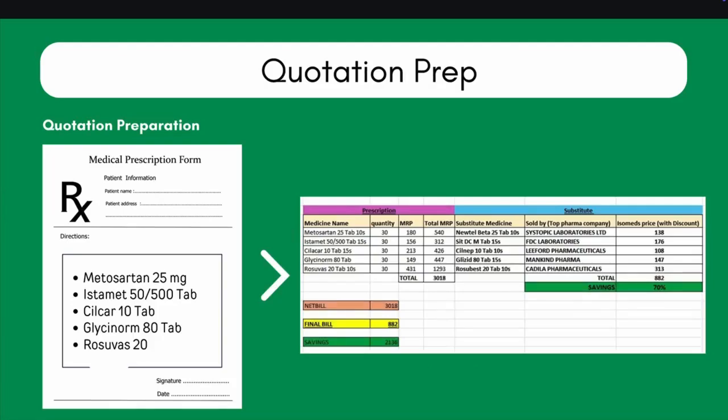So this is how we prepare a quotation. This is one of the major trainings that we provide to our affiliates. Let's say there are 5 medicines the customer takes on a monthly basis: Metosartan, Istamet, Cilacar, Glycinom, and Rosuvas. We have created a format of quotation preparation in which we put all the medicines, their quantity, MRP, and total MRP, and then we compare that to the substitute that we're providing, the brand name of the substitute, and how much saving the customer is getting. So the final bill from Isomeds and how much savings they are getting.